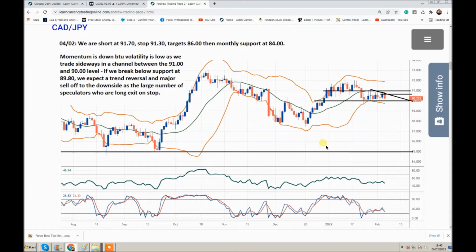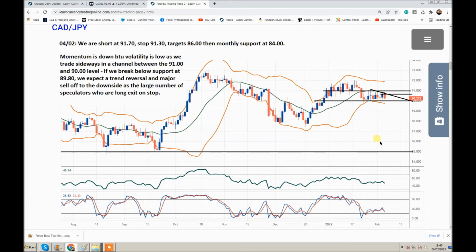Obviously, we view the CAD as overbought. Now, in terms of this pair, we rallied up here when we poked through 92. We just thought we wouldn't get clear of the round number. Sold at 91.70. We came down, rolled over, and I thought we'd follow through on this candle, but we didn't.